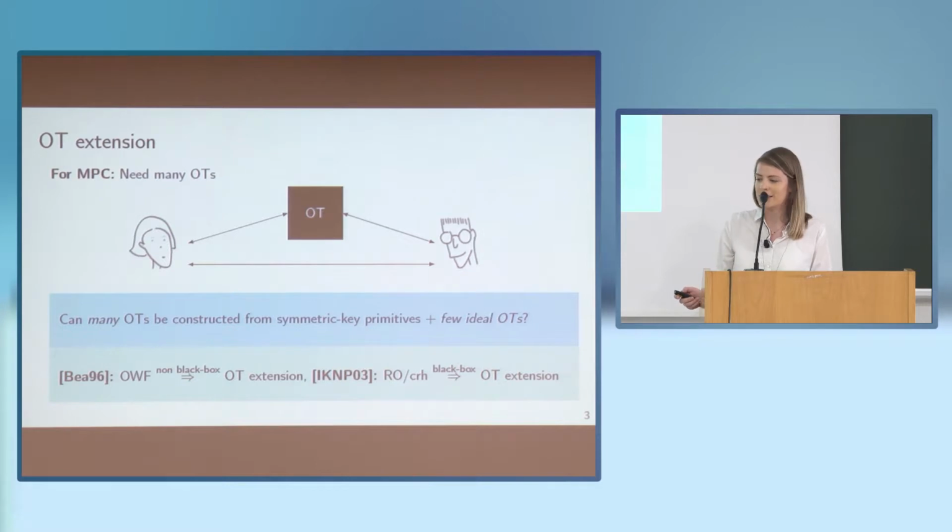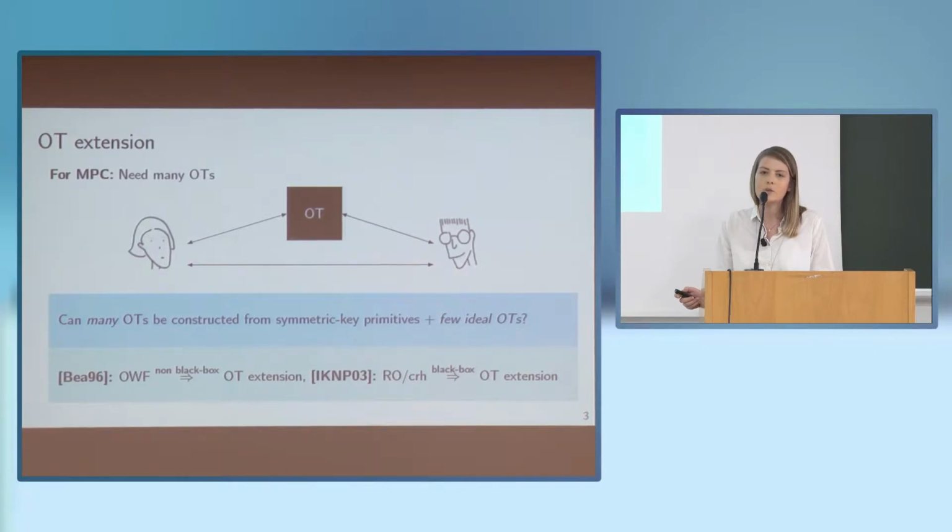That's known since Beaver's result, who constructed in a non-black box way OT extension from one-way functions. And you can even do it in a black box way, as was shown by Ishai, Kilian, Nissim, and Petrank. So the IKNP protocol: from random oracles, you get in a black box way OT extension.